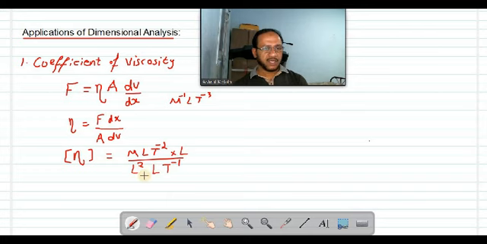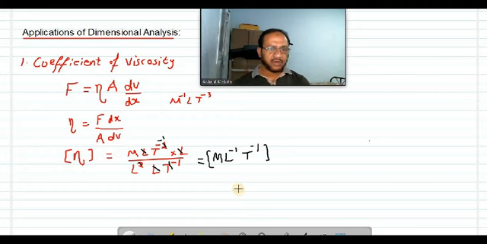In this case, 1 L will get cancelled here. Out of these 2 L's, again 1 L will get cancelled. Now only 1 L will be in the denominator. T raised to minus 2 and T raised to minus 1 cancel, and only T raised to minus 1 remains in the numerator. M is remaining. The 1 L in the denominator goes to the numerator as L raised to minus 1. Out of L square, 1 L is cancelled, 1 L is remaining. So M, L raised to minus 1, and T raised to minus 1 remaining. It is the dimension of coefficient of viscosity.